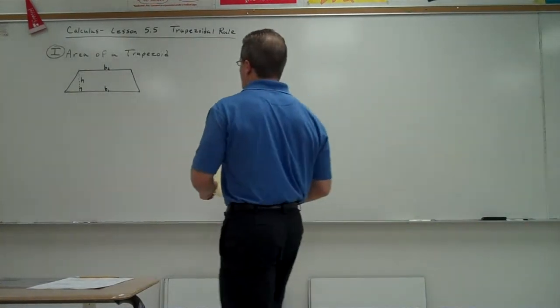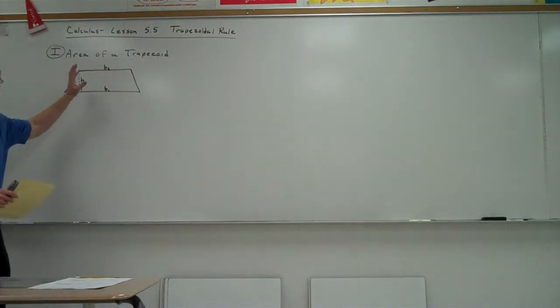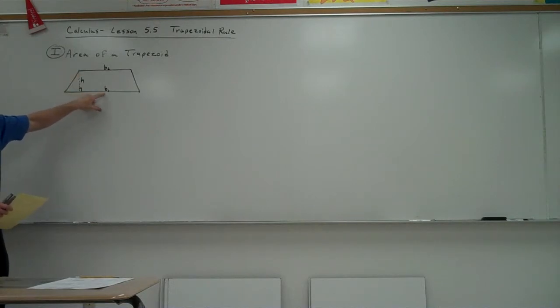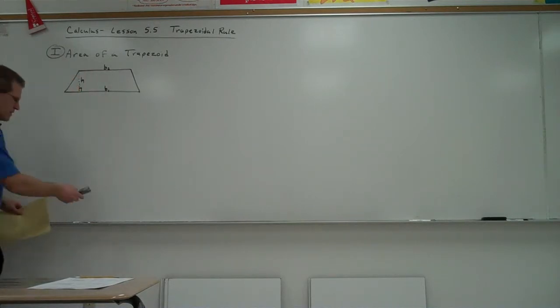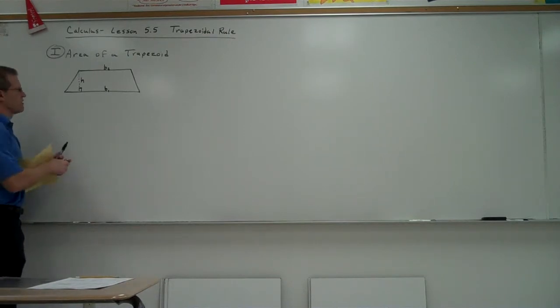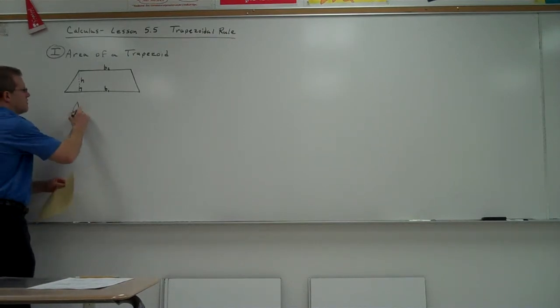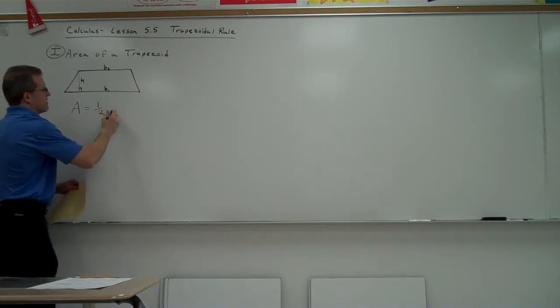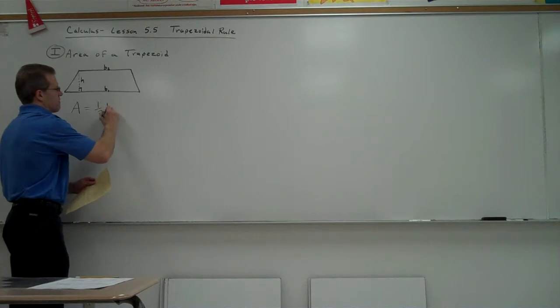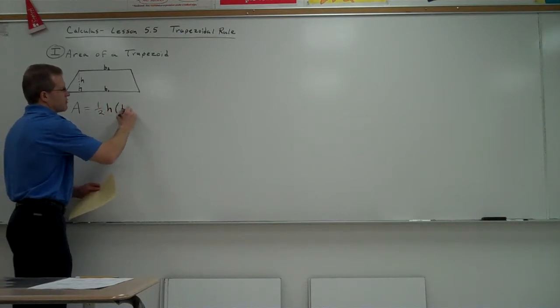So, a trapezoid is a figure with one set of parallel sides and one set of sides that is not parallel. We have a height. The height has to be perpendicular to the bases. We have our first base and our second base. To find the area of a trapezoid, you take 1/2 times the height, and then you take that times the quantity base 1 plus base 2.